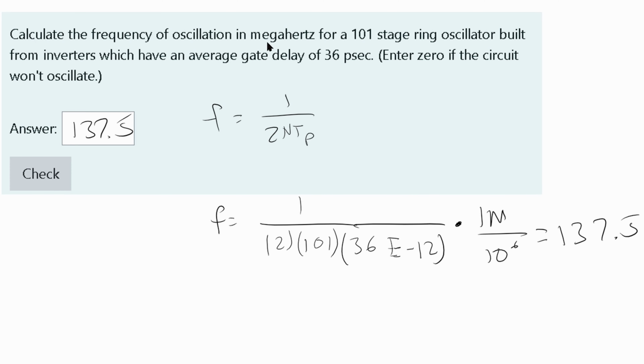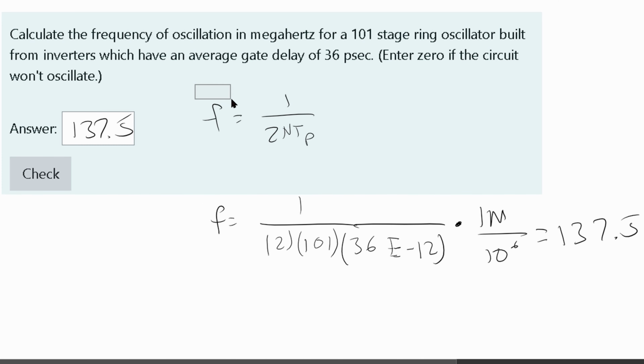Frequency of oscillation in megahertz for a 101 stage ring oscillator built from inverters which have an average gate delay of 36 picoseconds. Now your question might be a little bit different. These variables might be a little bit different. We're going to enter 0 if the circuit won't oscillate, and we'll talk about that as well.